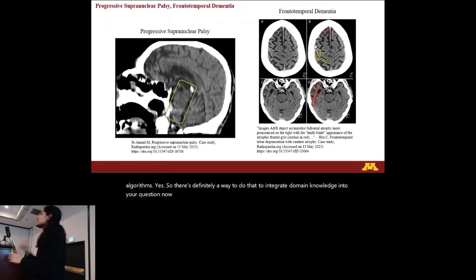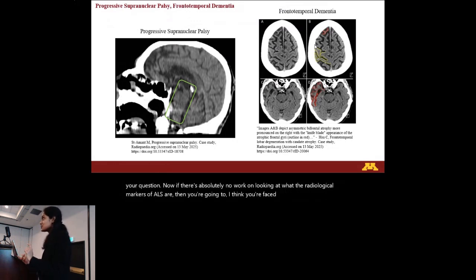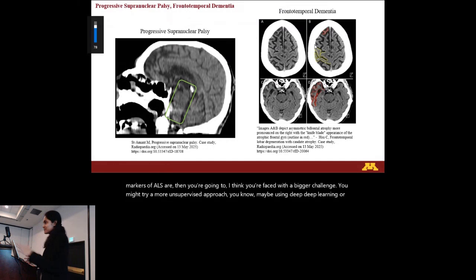Now, if there's absolutely no work on looking at what the radiological markers of ALS are, then I think you're faced with a bigger challenge. You might try a more unsupervised approach, maybe using deep learning or other methods.